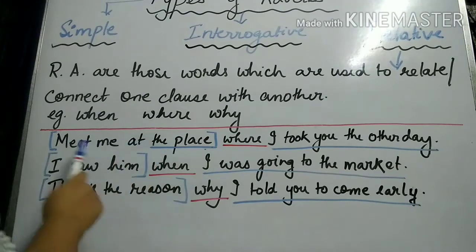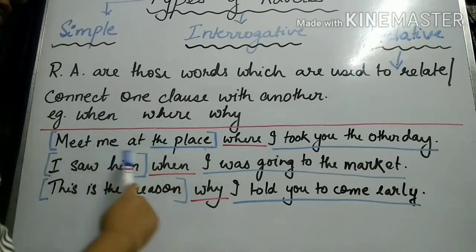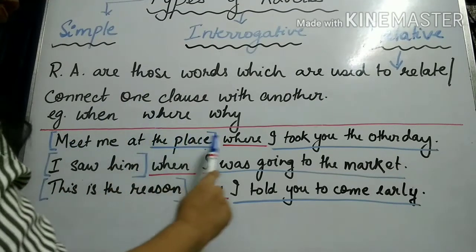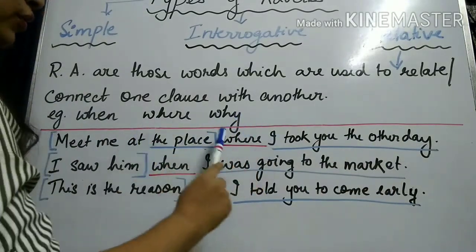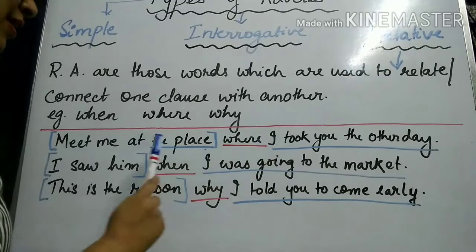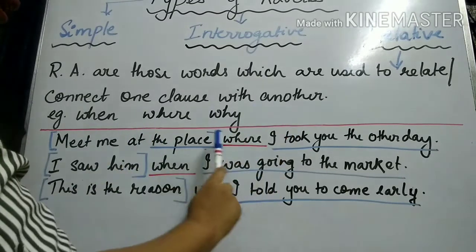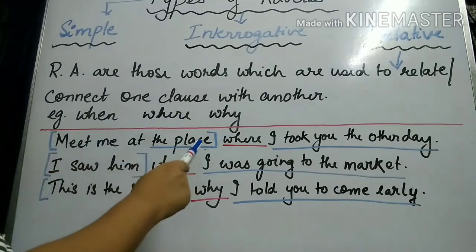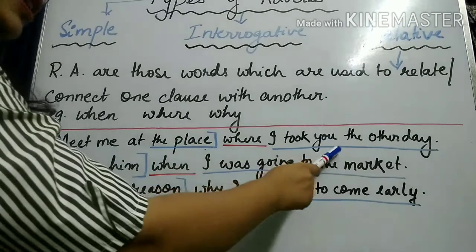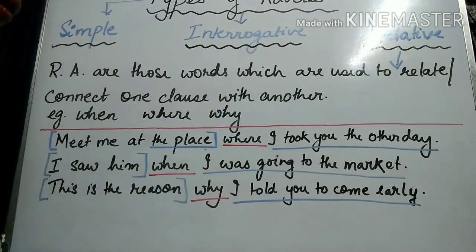I've marked them out. Meet me at the place. This is one clause. The place I took you the other day is the other clause. Over here the word where is connecting this clause with this. So I'm asking you to meet me at which place? The place where I took you the other day.